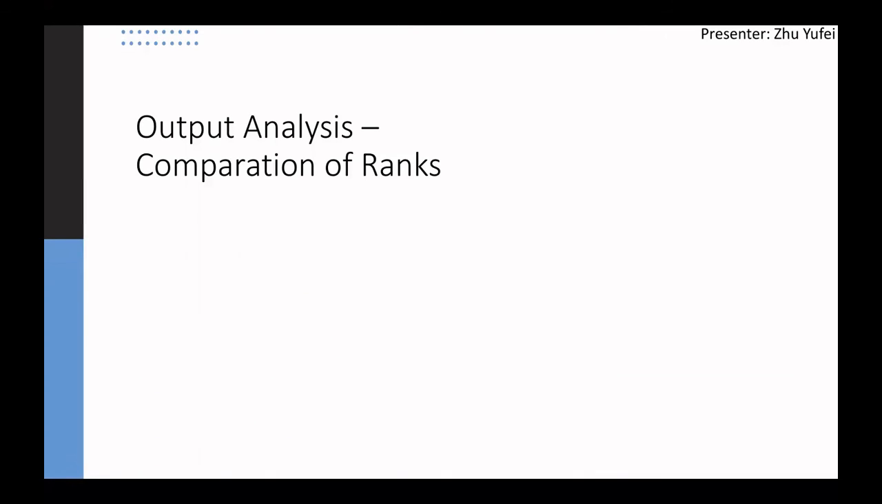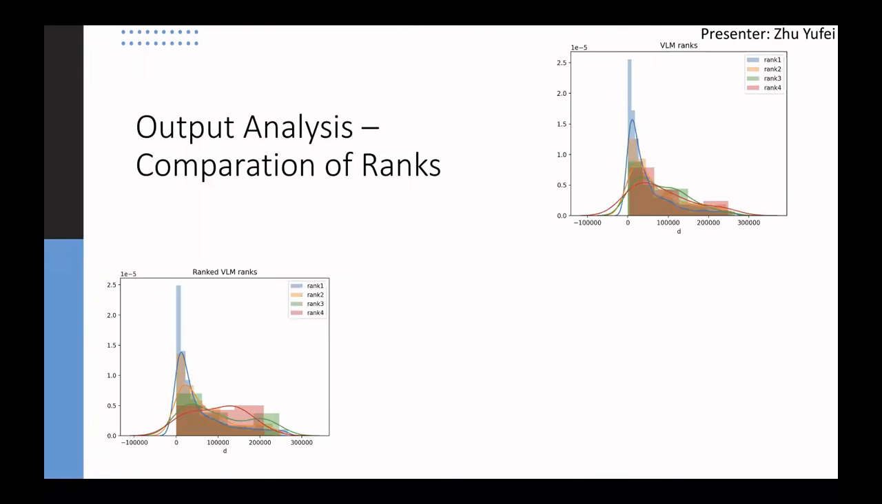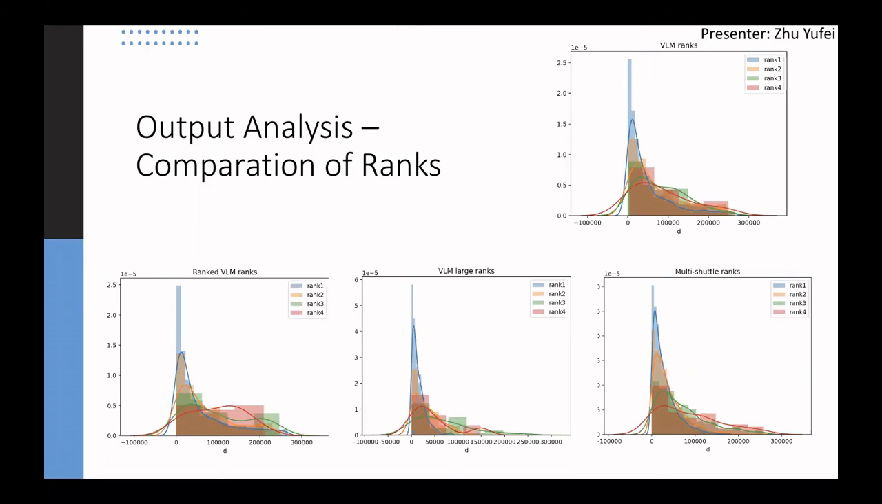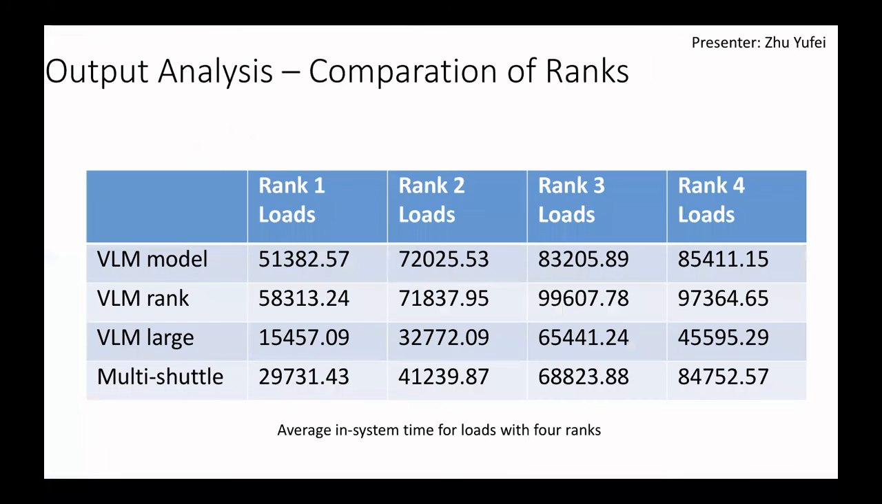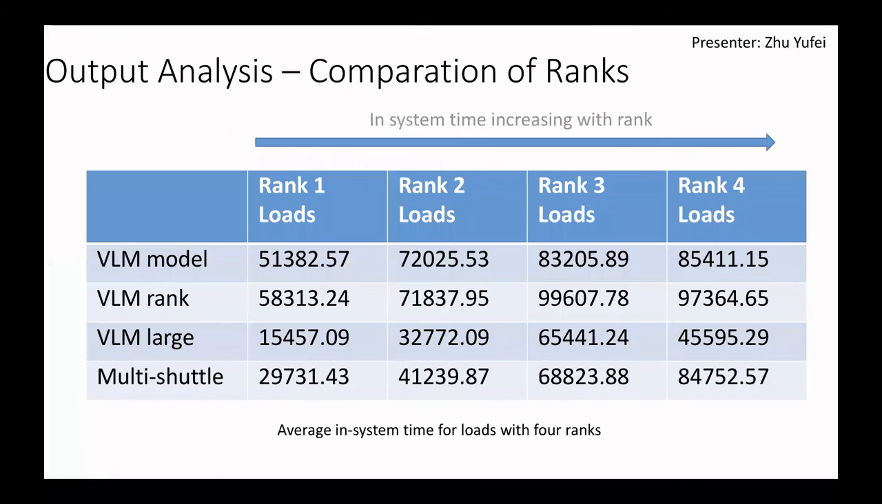After that, we plotted in-system time for loads of 4 popularity levels in all 4 models. Blue stands for loads with highest popularity, followed by orange, green, and red. From the average in-system time for loads with 4 ranks table, it's obvious that in-system time increased with rank level, which means that loads with higher popularity stay for a shorter time in the system.